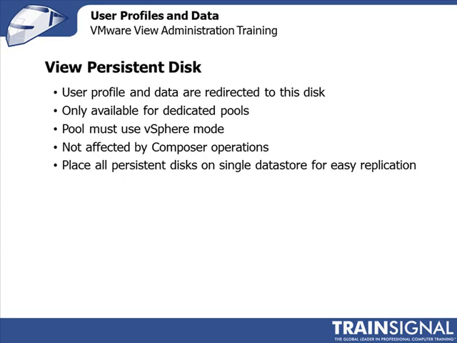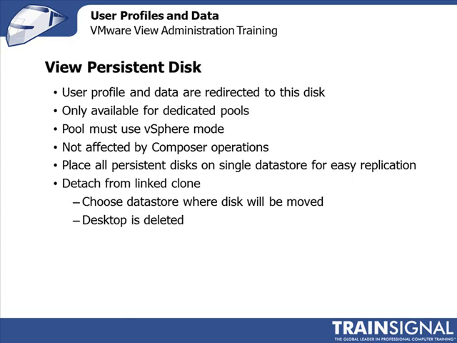For DR purposes, using the persistent disk also makes it easy to replicate all of our users' profile and data to a secondary location. If a DR event were to occur, it's a fairly simple operation to reattach this persistent disk to a new View infrastructure and provide the user their consistent user experience.